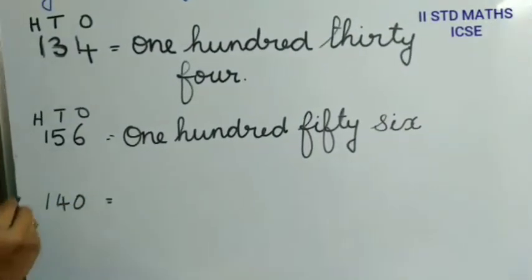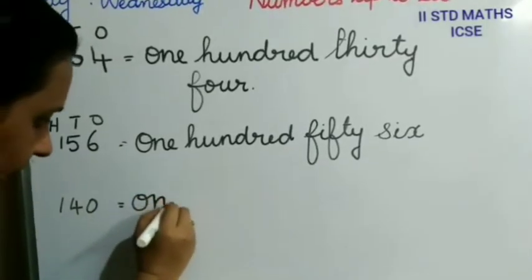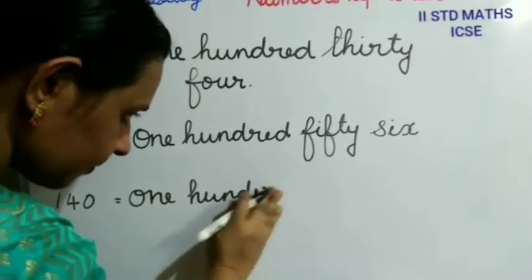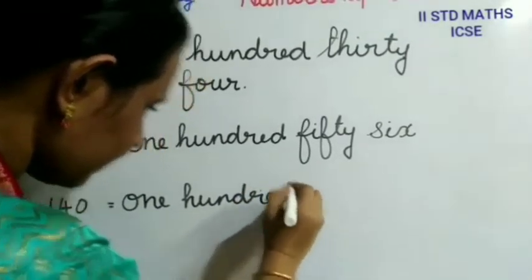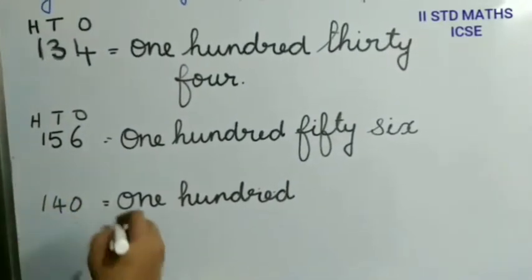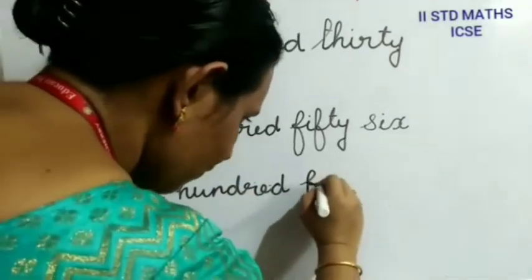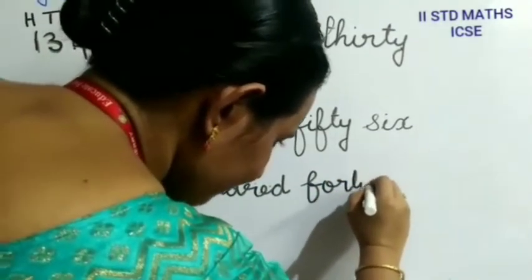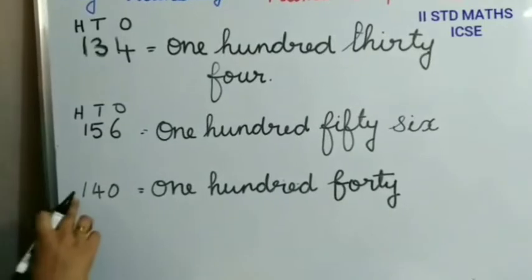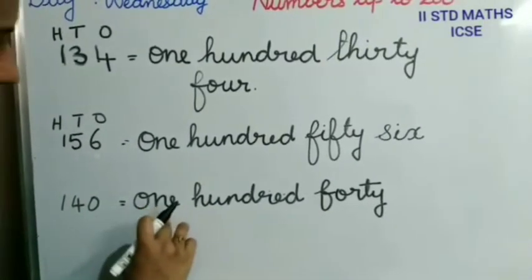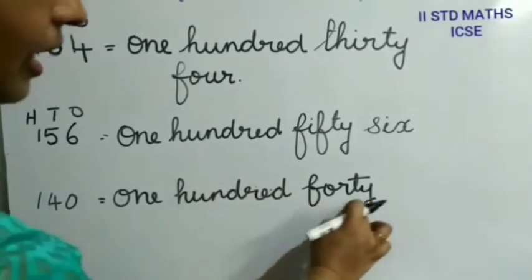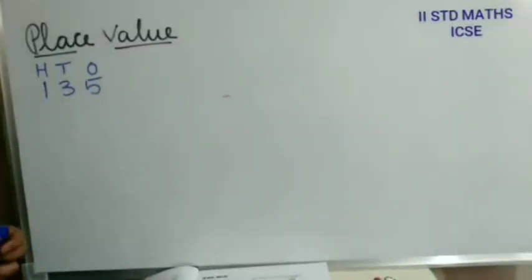Then next one, 140. So how many hundreds, children? There is only 100. Then how many tens? 4 tens. And in the ones position there is no number. So what do you want to do? 140. What is the spelling of 40? F-O-R-T-Y. Then what is the spelling of 14? F-O-U-R-T-E-N. So how will we write 140? Only one H-U-N-D-R-E-D, 100. And what is the spelling of 40? F-O-R-T-Y.